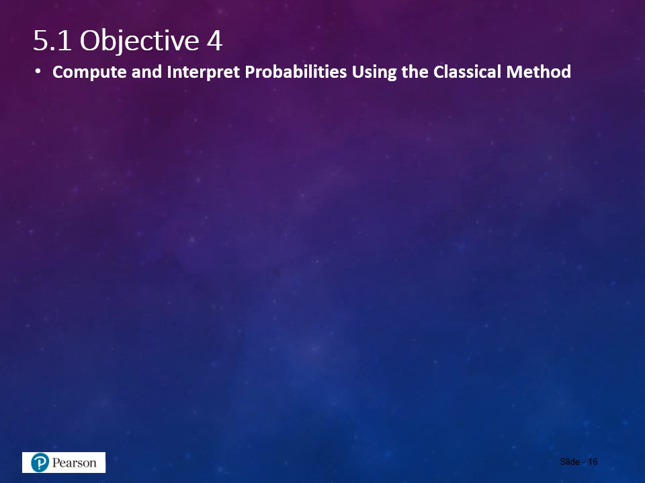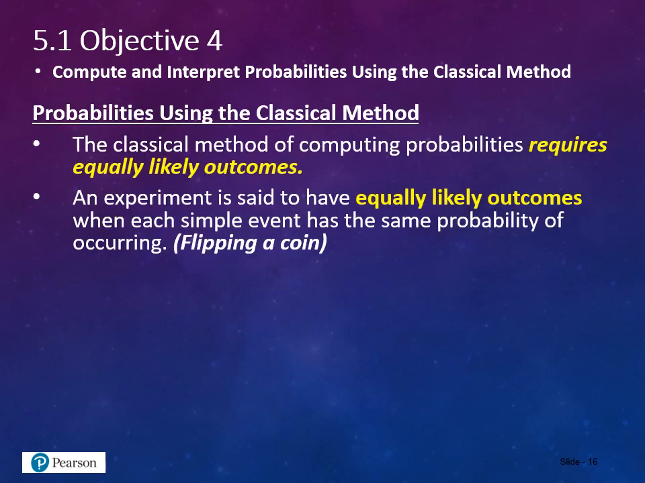Our next objective is to compute and interpret probabilities using the classical method. What we just did was the empirical method, using frequencies and relative frequencies to figure out an approximate percentage. Here we're going to use the classical statistical method. Probabilities using the classical method.